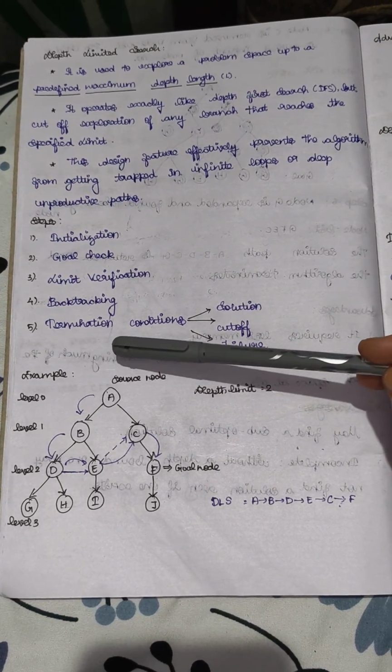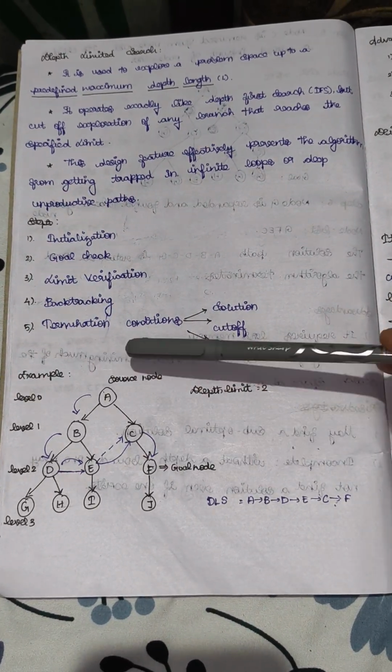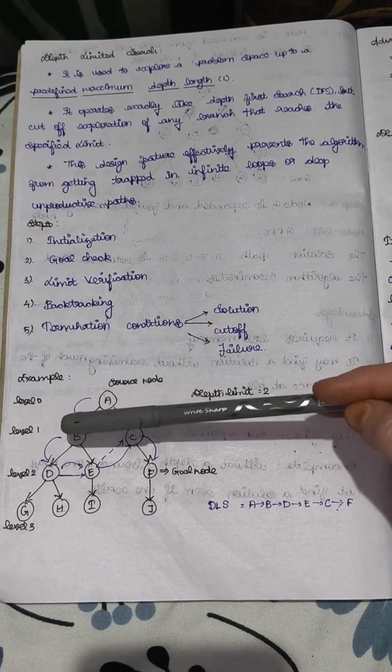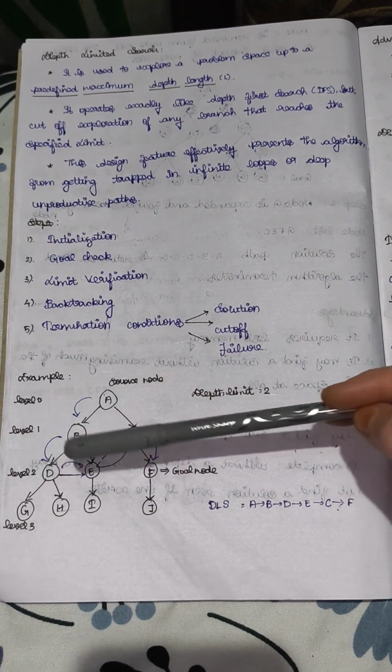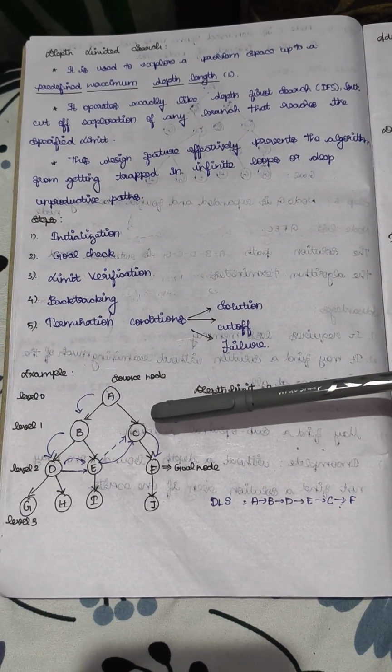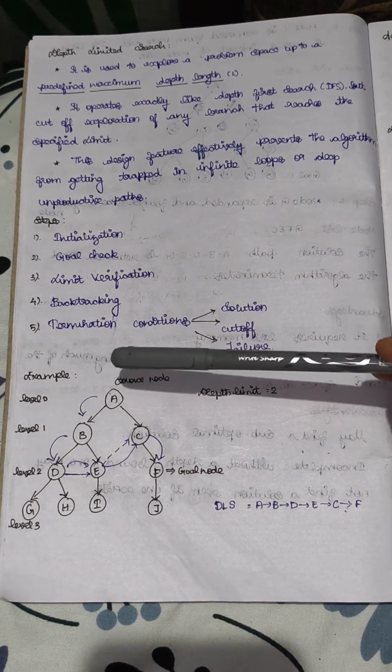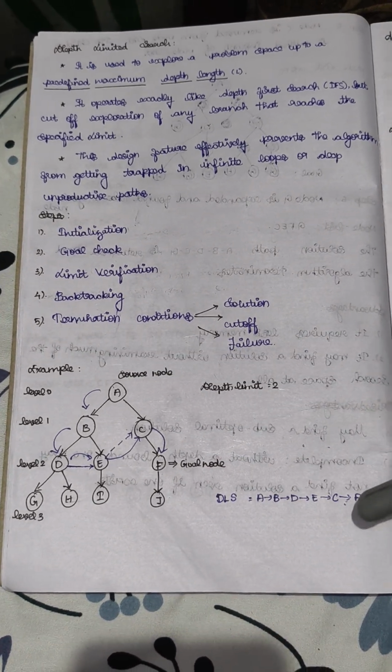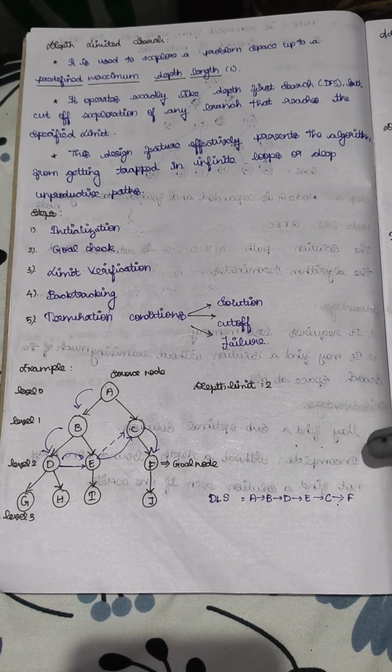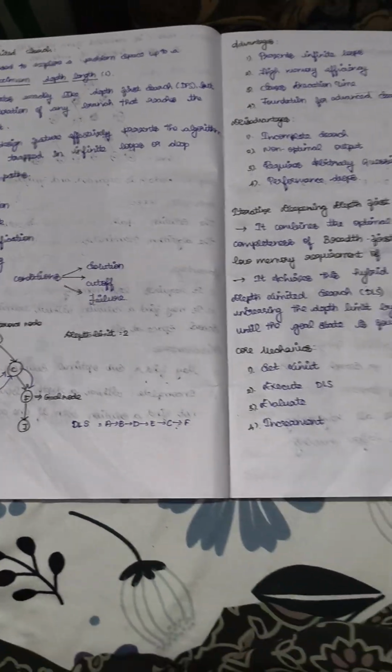So the path from A to F is A to B, B to D, D to E, E to C, and finally C to F. This is the final path for reaching from the initial state to the goal state.